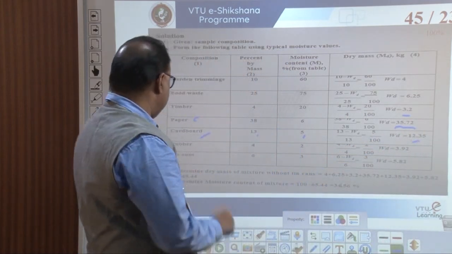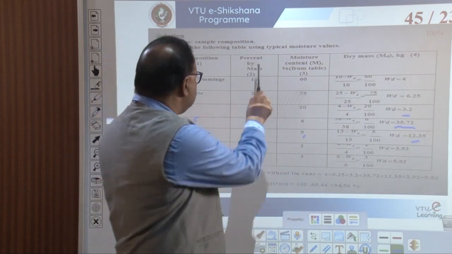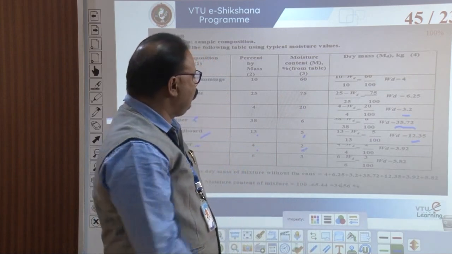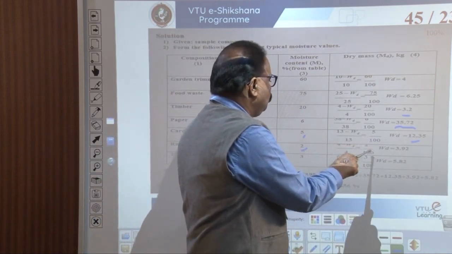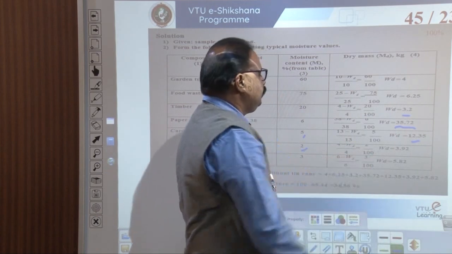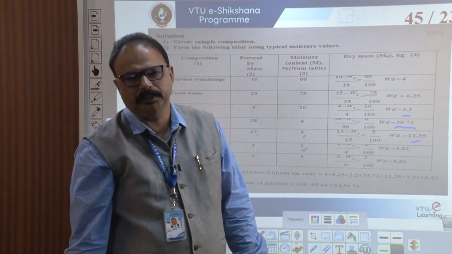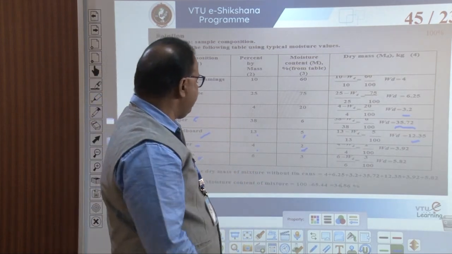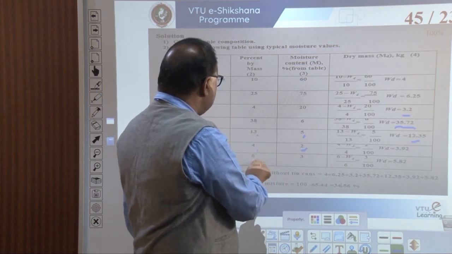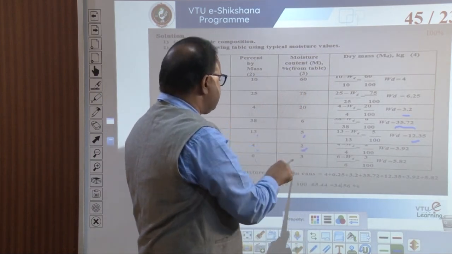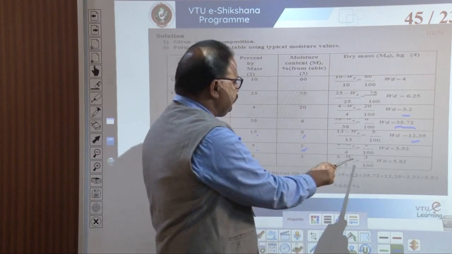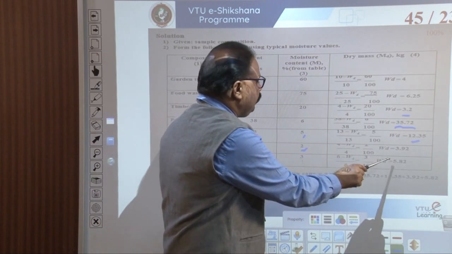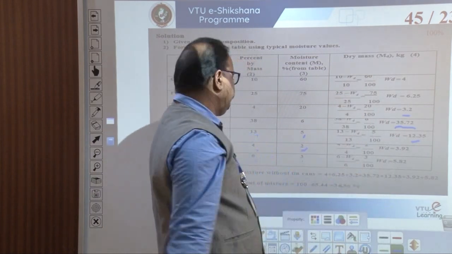WD is equal to 12.35. Okay, and rubber, 4% of the mass and moisture content is 2%. (4 minus WD) by 4 is 2 by 100, WD is equal to 3.92. And tin can, 6 percentage by mass, moisture content is 3. Now, (6 minus WD) divided by 6 is 3 by 100, dry mass is equal to 5.82.